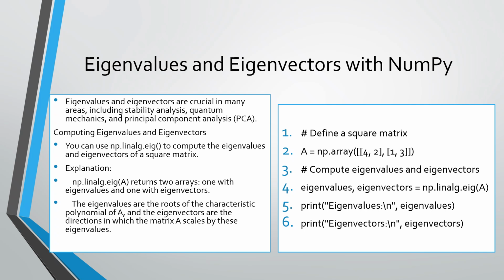The eigenvalues are the roots of the characteristic polynomial equation of A, and the eigenvectors are the directions in which the matrix A scales by these eigenvalues. First we have to define the square matrix, and then apply the eig function. We pass matrix A to compute the eigenvalues and eigenvectors, and then we print the eigenvalues and eigenvectors.